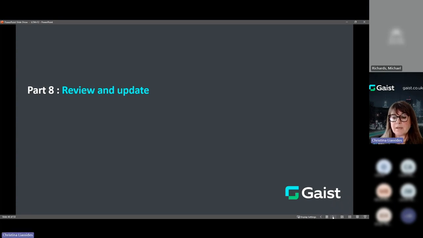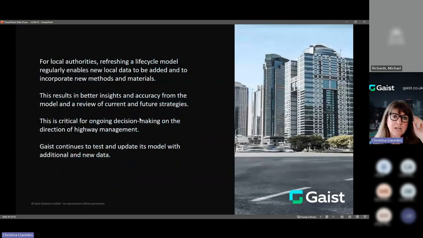Okay. Right, so we're going to talk about reviewing and updating. So refreshing a life cycle model, it's up to you how often you would want to do that. Obviously, it's a strategy document. Some local authorities do choose to do that annually because new stuff comes to light all the time. And the more we do that for a specific local authority, the more that model becomes attuned to that local authority. But also, models can't learn on their own.